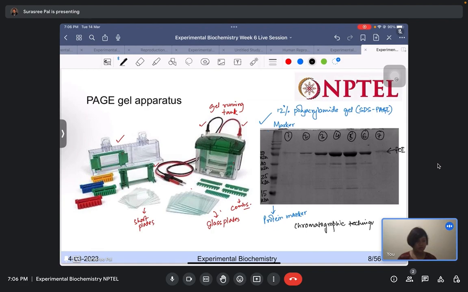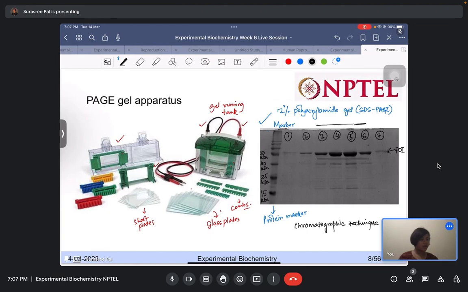So a chromatographic technique has been used, and after which there was an attempt to purify this protein, and the protein sample was run. After the chromatographic technique, the protein sample is run in this 12% SDS page, and what we can see here is that in these lanes, lane 3, 4, 5, lane 6, we can see our protein of interest.